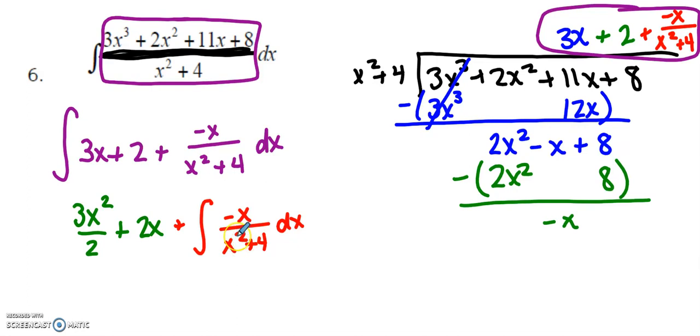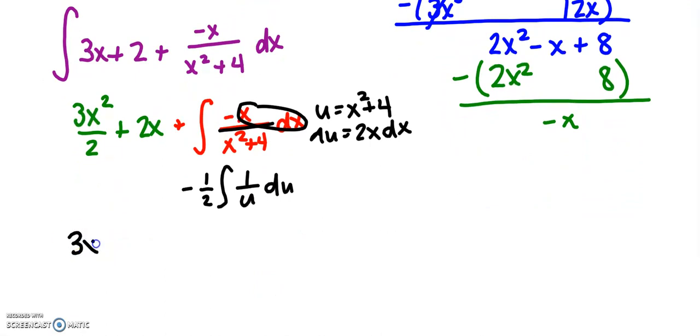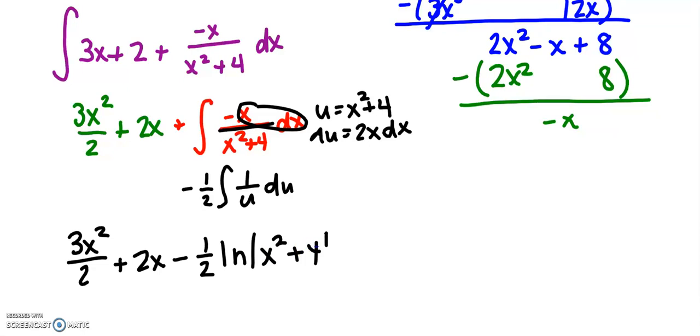But if I look at this, I notice that this thing is, again, a quotient. So I'm supposed to divide. This time, though, a u sub will work for me. And I want to pick u to be the denominator. So then du is equal to 2x dx, and I've got to adjust by this 2, and there was a negative here. So I'm going to have a negative 1/2 the integral. Now all of this gets replaced, and I have 1 over u du, and I do have a rule for that. So 3x squared over 2 plus 2x minus 1/2 the natural log of x squared plus 4 with absolute value bars, all plus c.